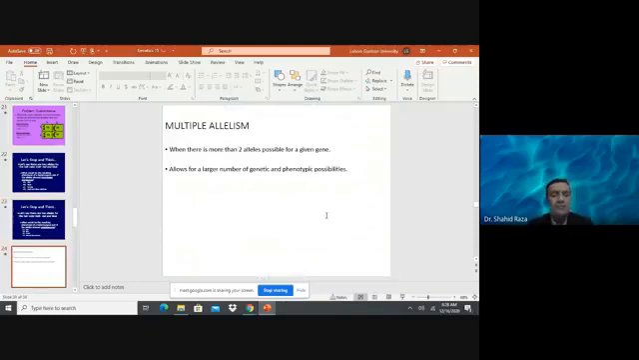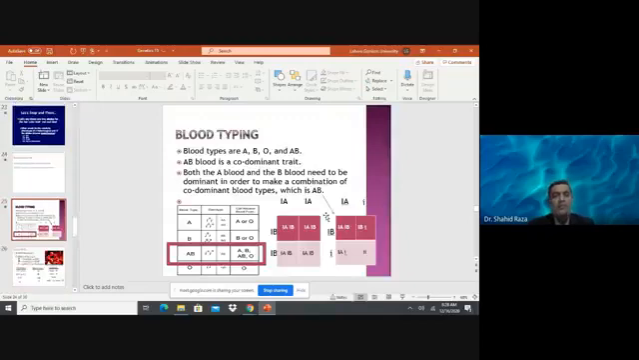Another term is multiple allelism. When more than two alleles are possible for a given gene, it allows a larger number of genetic and phenotypic possibilities. So, blood typing.